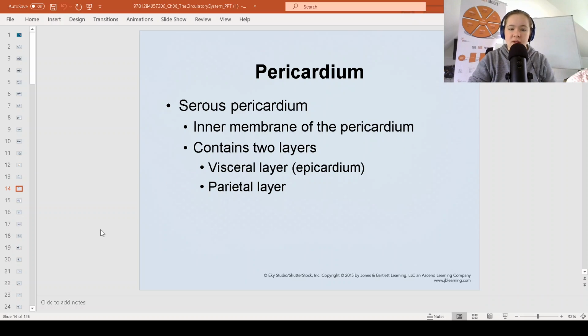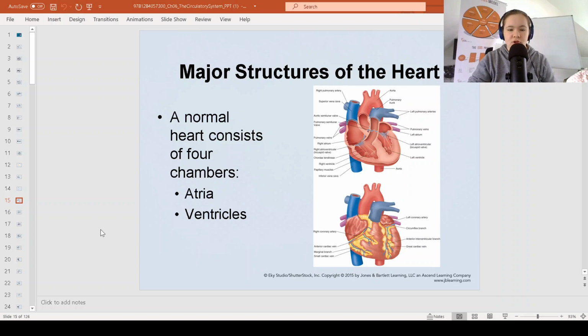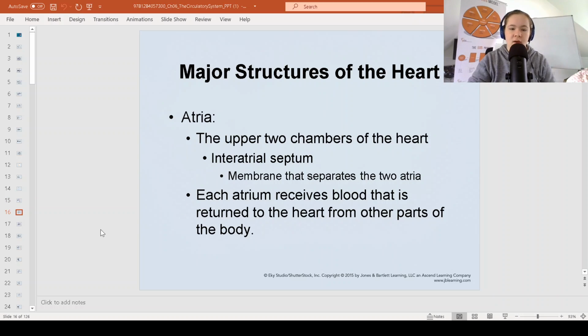Serous pericardium is the inner membrane of the pericardium. This contains 2 layers, the visceral layer, which is the epicardium, and the parietal layer. The major structures of the heart are the atria and the ventricles. There are 2 of each, and the normal heart consists of 4 chambers.